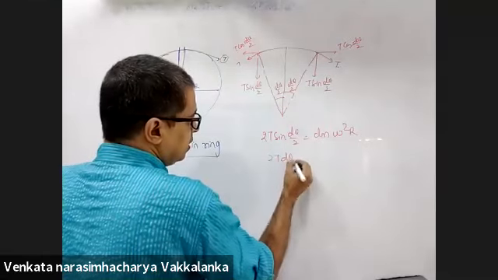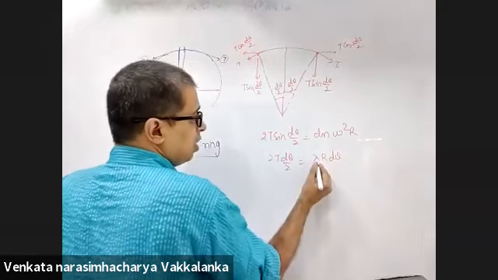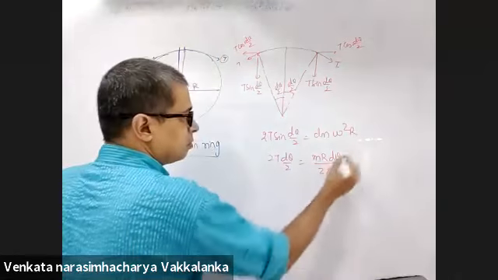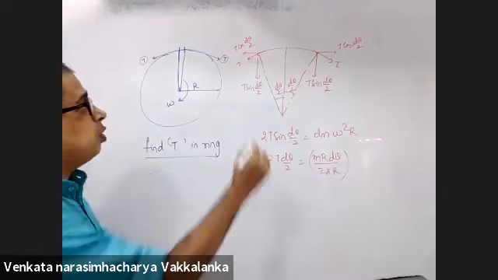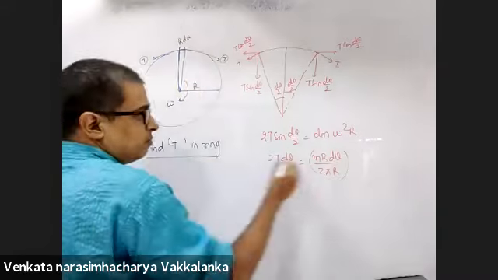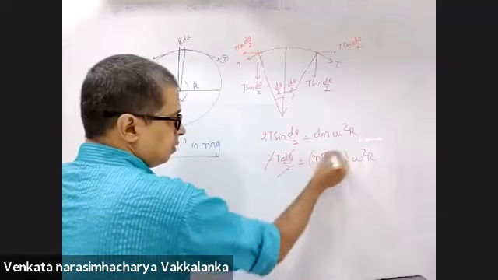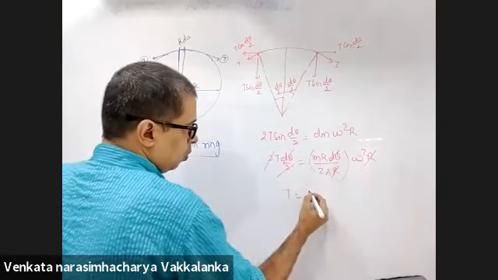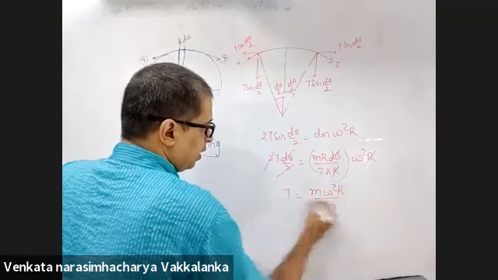So 2T sin d theta by 2 equals lambda r d theta omega square r. What is lambda? Mass per unit length, linear mass density. This is dm: mass per unit length into length of this particular element. This small element is r d theta. So T is equal to m omega square r by 2 pi.